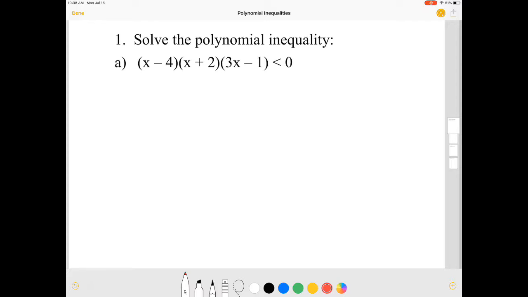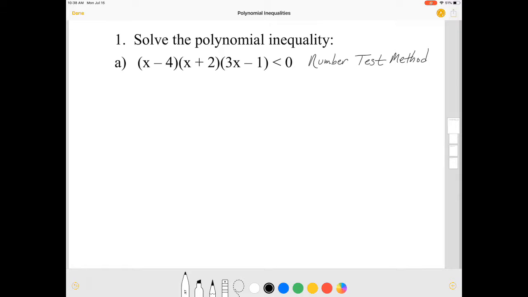But in this problem here, problem A, x minus 4 times x plus 2 times 3x minus 1 is less than 0. The problem is already set up so that we can go right to the method that we use to solve a polynomial inequality. And remember, the method probably goes by different names, but it's essentially a number test. So the number test method is what most teachers use to solve any inequality. It's just easier that way, and it makes more sense.